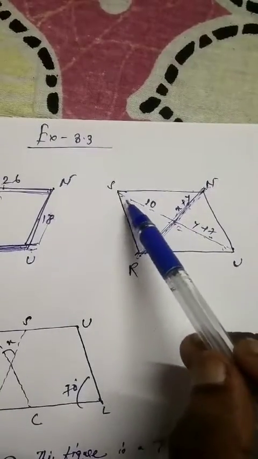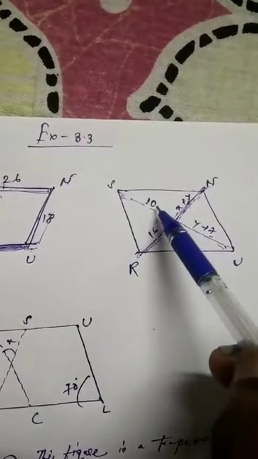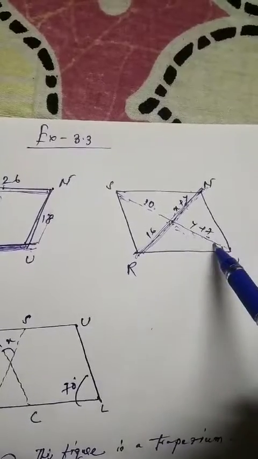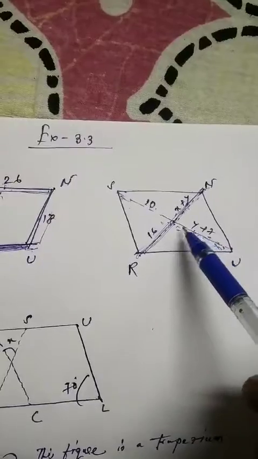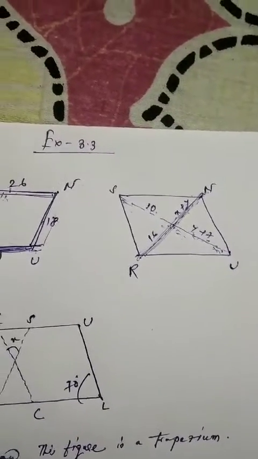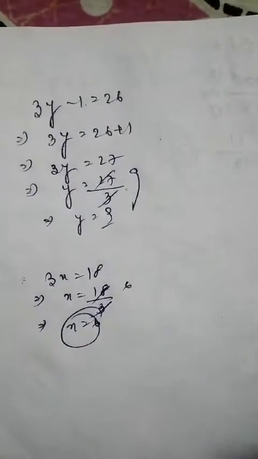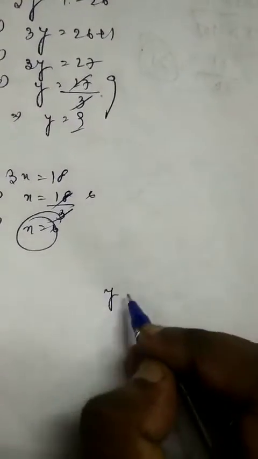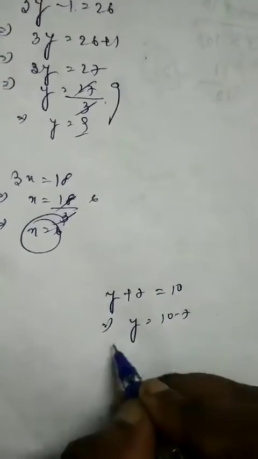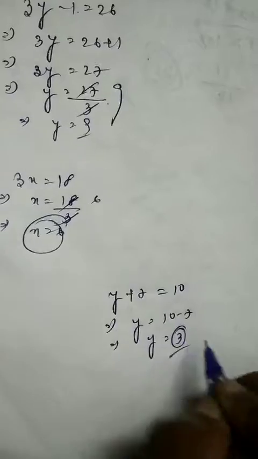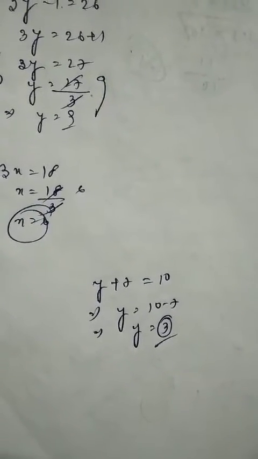But in this particular diagonal, this much is 10 and this much is y plus 7. Here is only one variable, so I can easily find out the value of y. So that is what I'm going to find right now. y plus 7 is equal to 10. So y is equal to 10 minus 7. y is equal to 3. I got the value of y, which is equal to 3.